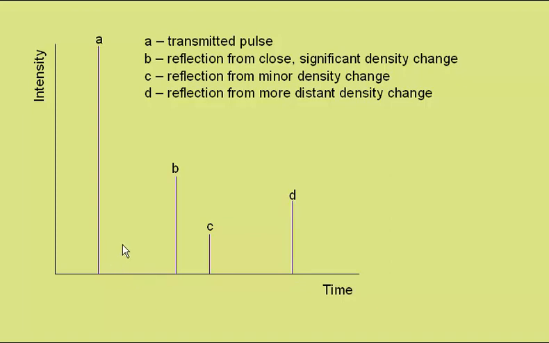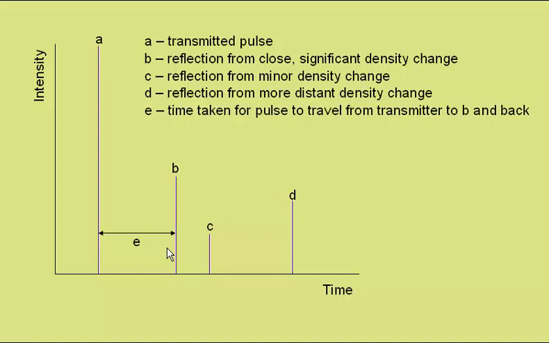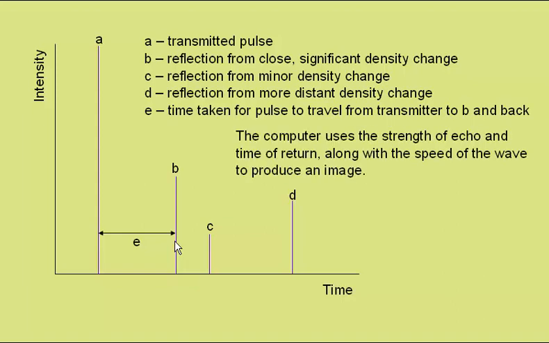I'll call the time interval between A and B being detected E. And E is then the time taken for the pulse to travel from the transmitter to the interface B and back again to the transmitter. The computer uses the strength of the echo, the height here of the pulses detected, and the time of return, along with the speed of the wave within the body, to produce an image.